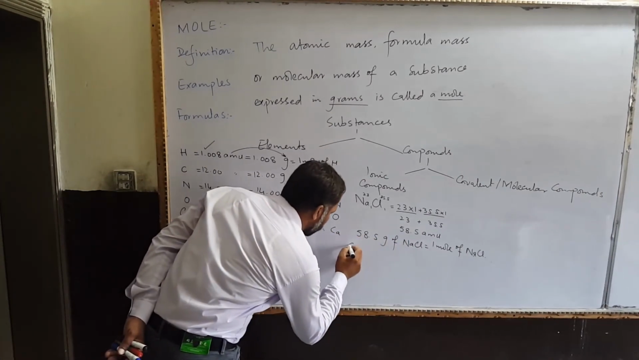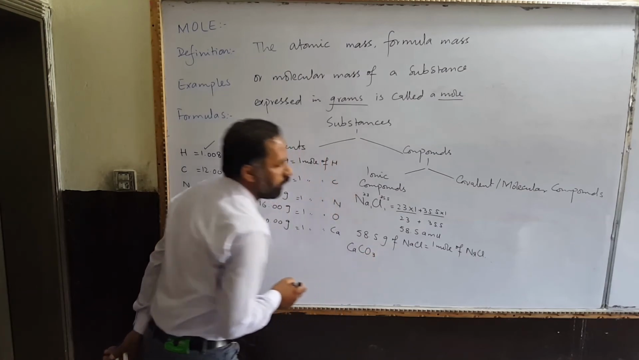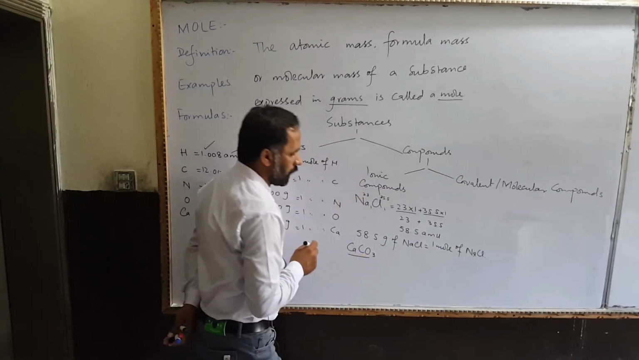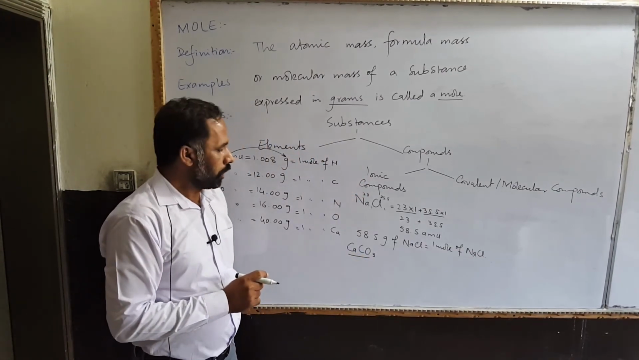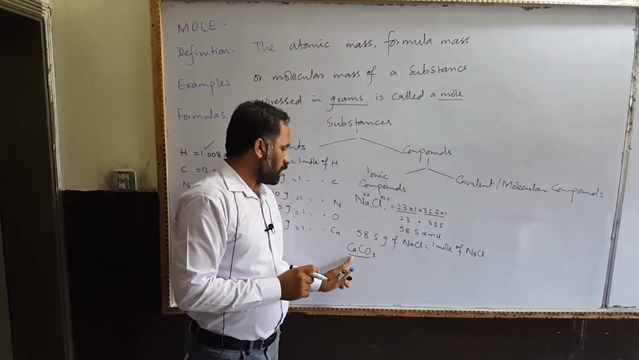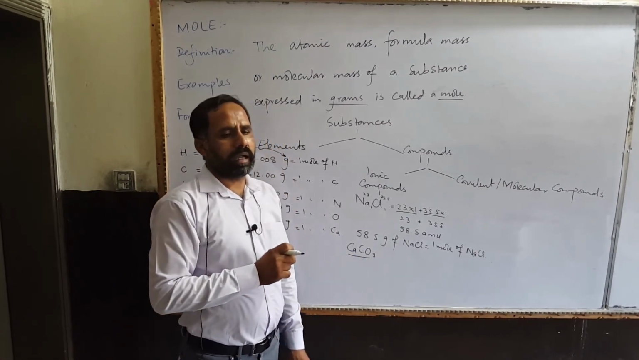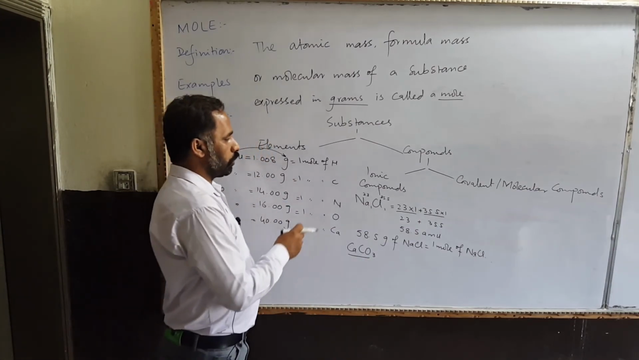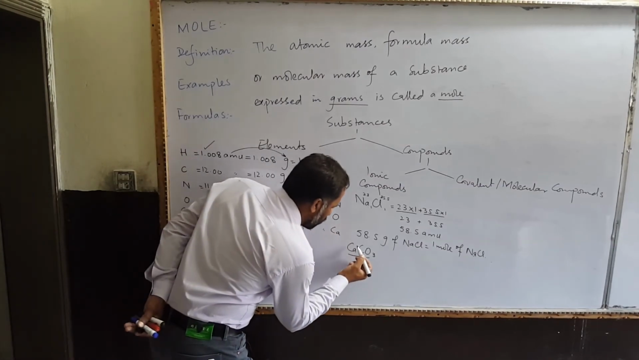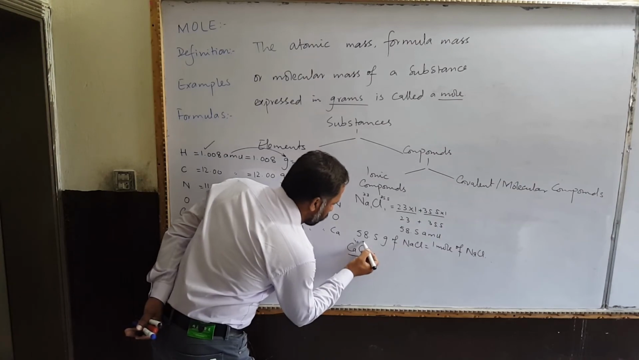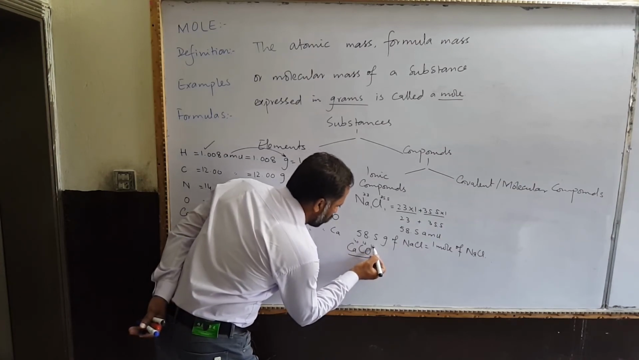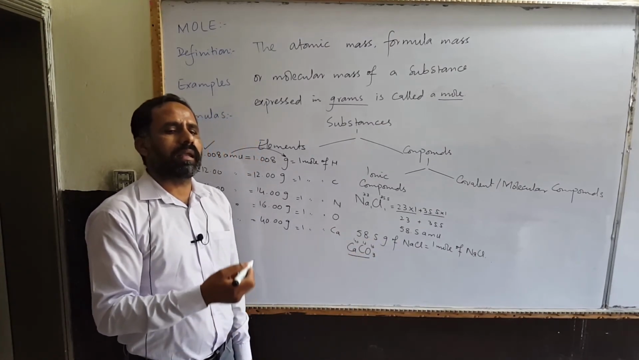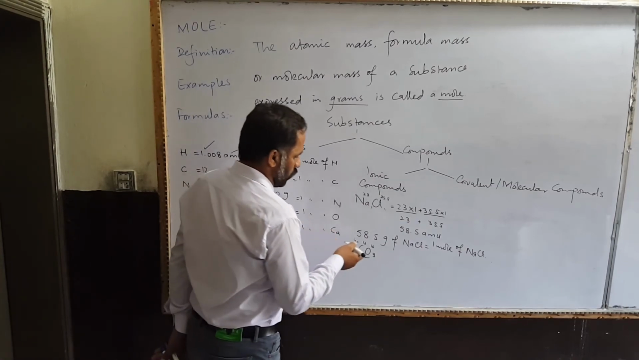Next we discuss calcium carbonate, CaCO3. It is also called marble. Here there are three elements: calcium, carbon and oxygen. The first two elements, calcium and carbon, have only one atom each, and the third element, oxygen, has 3 atoms. We have to repeat the same method. Mass number of calcium is 40, mass number of carbon is 12, mass number of oxygen is 16. We have to multiply these atomic masses with the respective number of atoms, and then adding these we can calculate the mass of this compound.